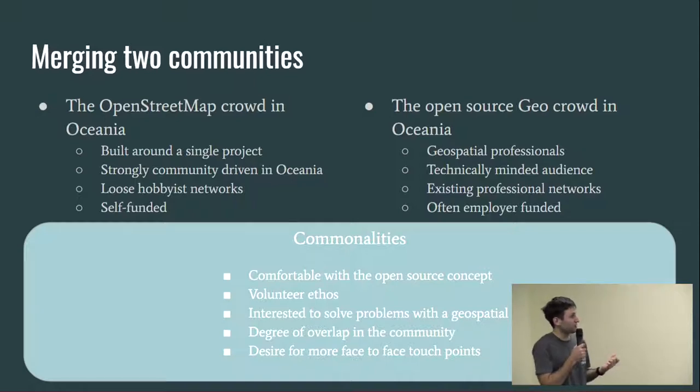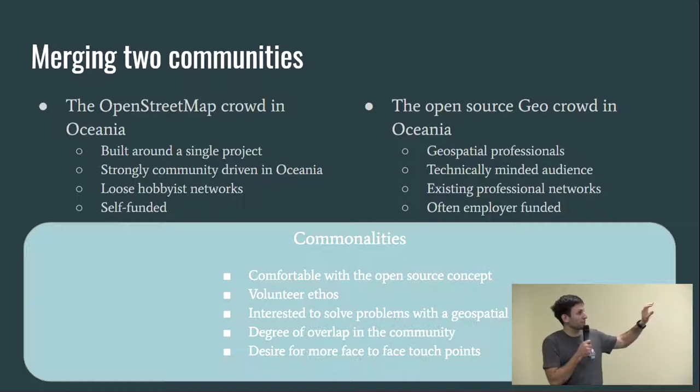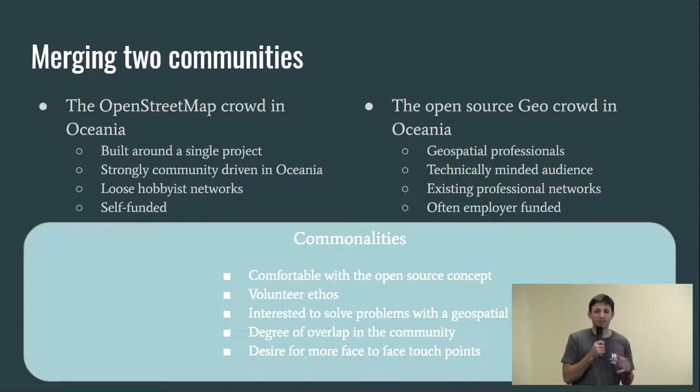So differences, OpenStreetMap, particularly in Australia, I think it's a bit different in Australia, in Oceania, is that it's a lot of hobbyists. So if you go to a place like the US, a lot of people in the OpenStreetMap community are actually part of corporations that have something to do with OpenStreetMap. That's not necessarily the case in Oceania. In fact, it very rarely is. It's obviously built around a single project, so the OpenStreetMap community has a focus on one open source project.